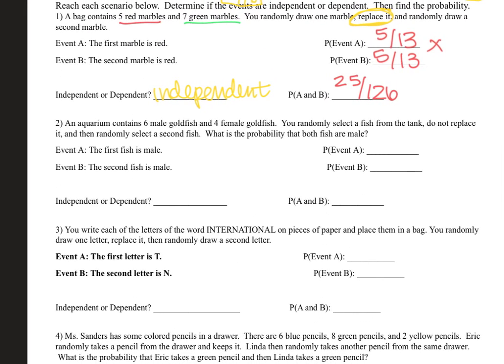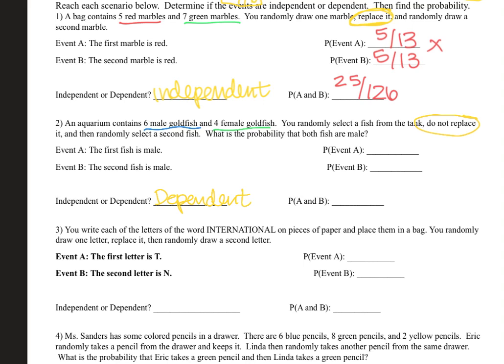Number 2. An aquarium contains 6 male goldfish, 4 female goldfish. You randomly select a fish from the tank, do not replace, and then select a second fish. What is the probability that both fish are male? So I have my 2 events that are already in the sentence. I have to choose whether they're independent or dependent. Because I'm not replacing, it is going to be dependent. So my second choice depends on what I choose first.